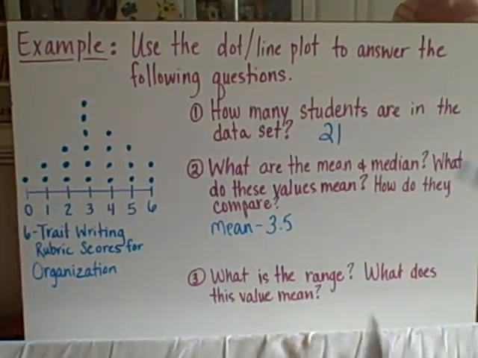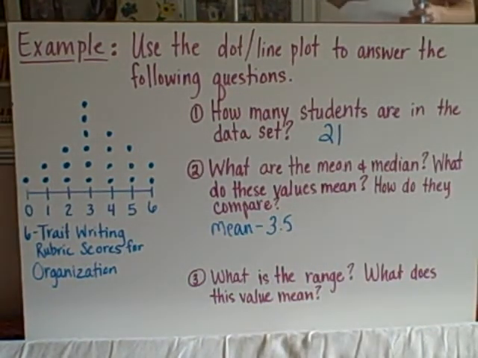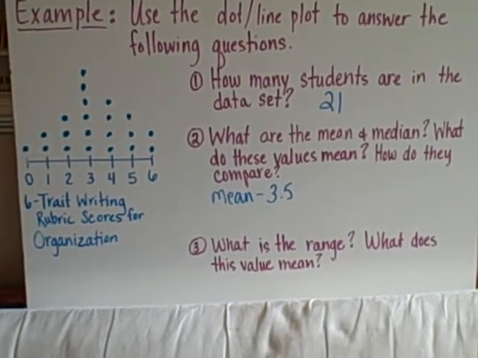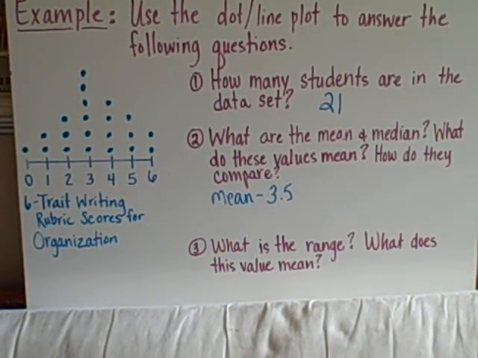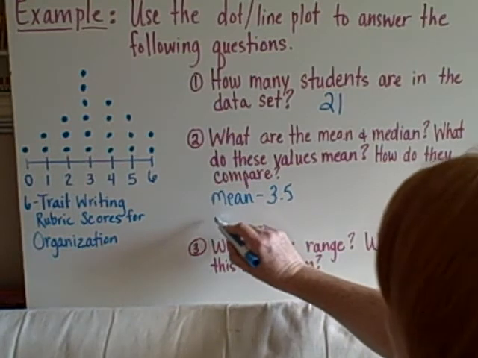Now, you might ask yourself, what does that mean? Who cares what that 3.5 is? Basically, what that is telling me is that if all those values were spread out evenly, every student would have averaged a 3.5 on their organization. Then we move on to our median. That is our middle number.